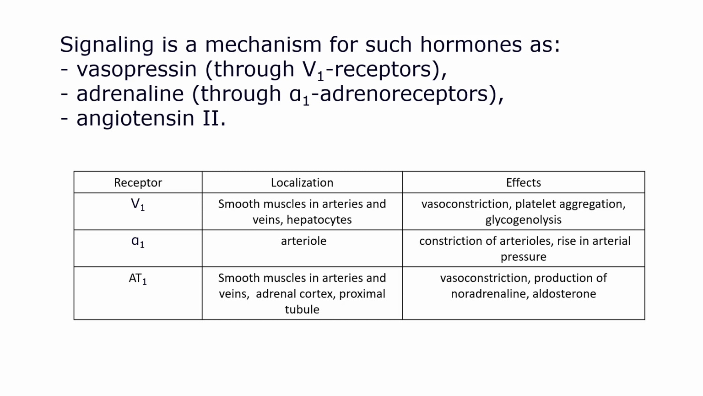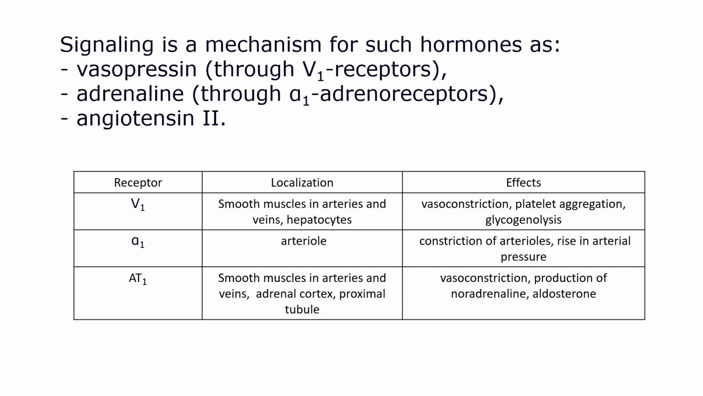angiotensin II. So the V1 receptors are located in smooth muscles, in arteries and veins, and also in hepatocytes. And the effects which they cause are vasoconstriction, platelet aggregation, and glycogenolysis. The alpha-1 adrenoreceptors are located mostly in arterioles, so the effects are the constriction of arterioles, which results in a rise in arterial pressure.